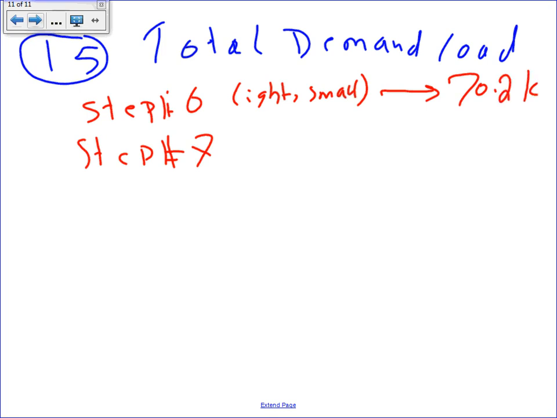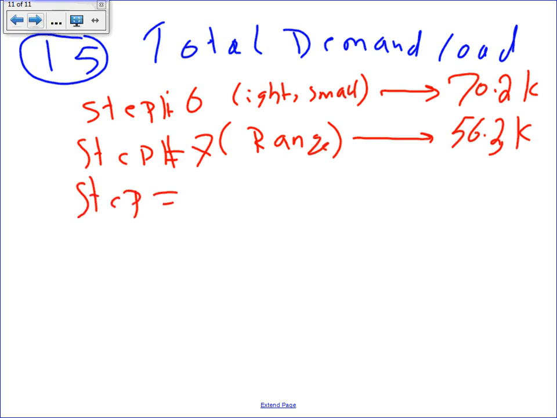Okay, step number 7 was the range, right? Range, and this one was 56.2, approximately. Then we went from the range into the dryer. Step number 8, dryer.